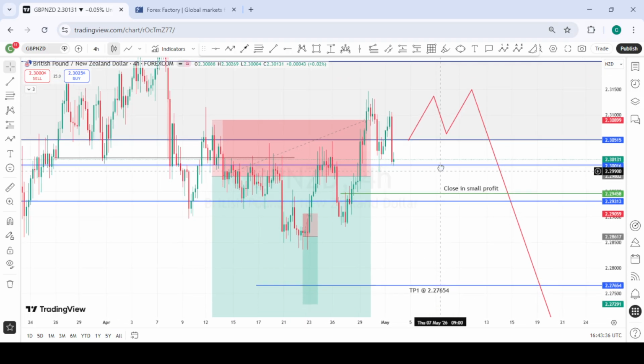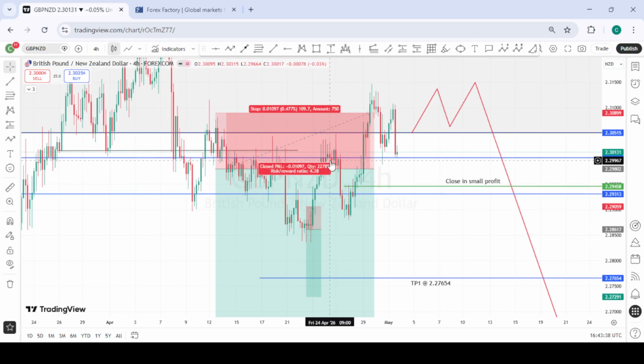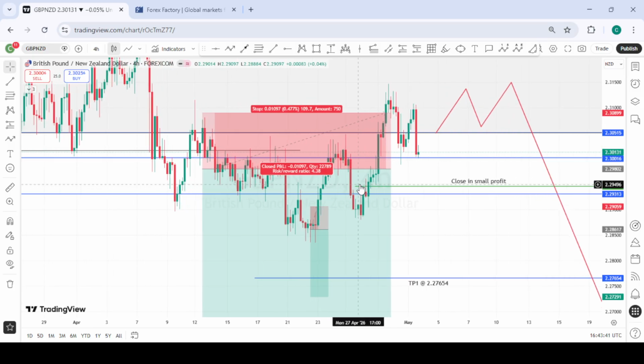Yes, so before we were holding on to this sell, and then the way price was playing around wasn't healthy for the sells, and we took profits. We closed in small profits right here, and then we took our buy position, the previous setup.